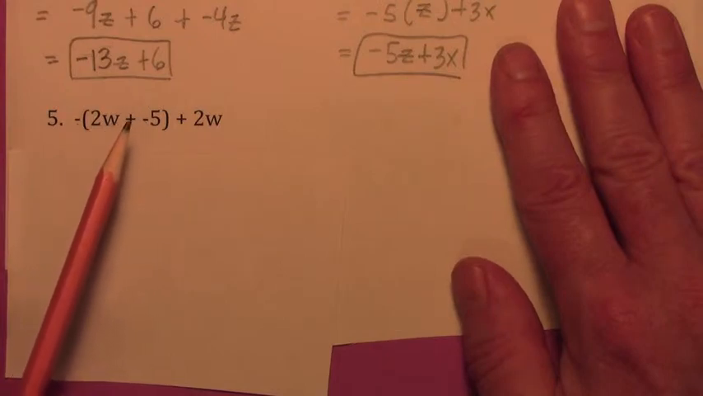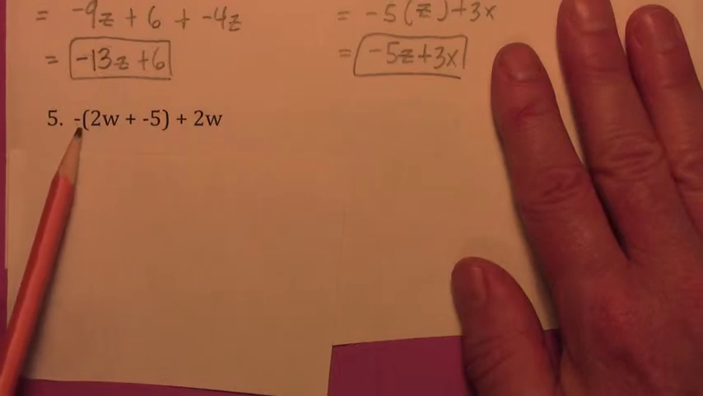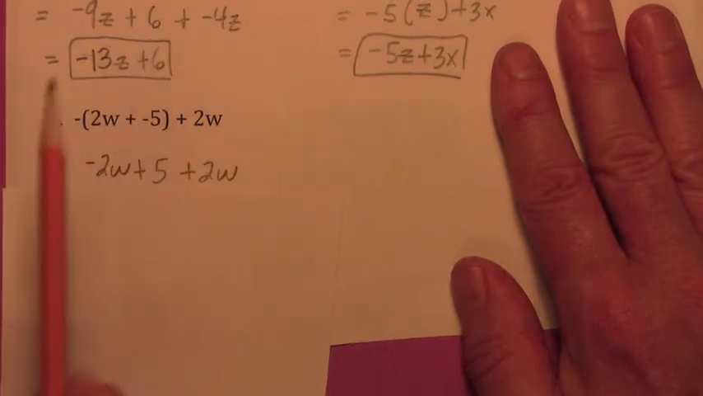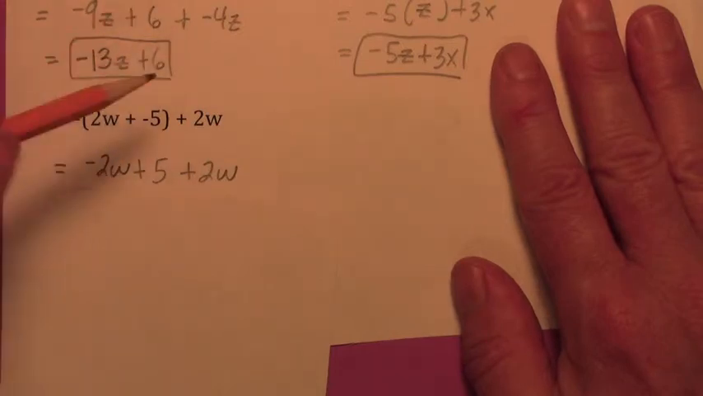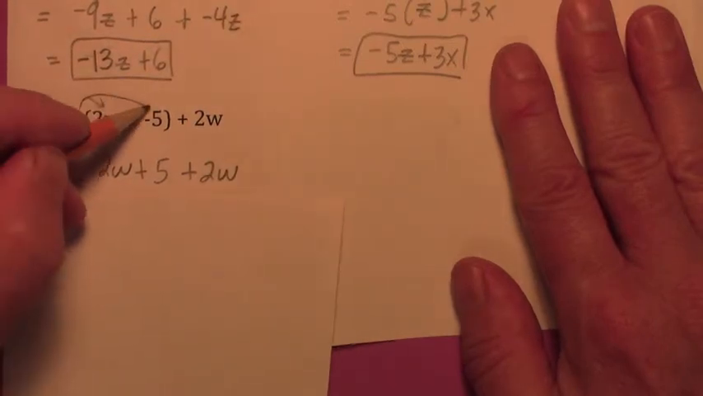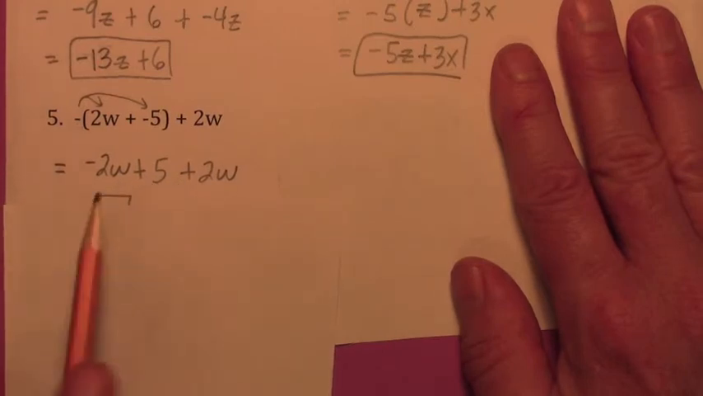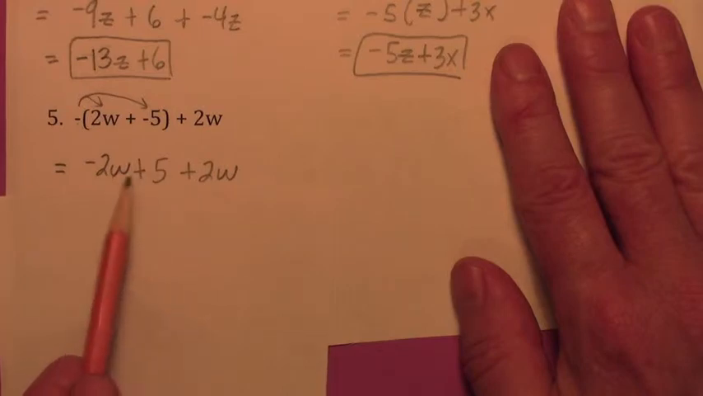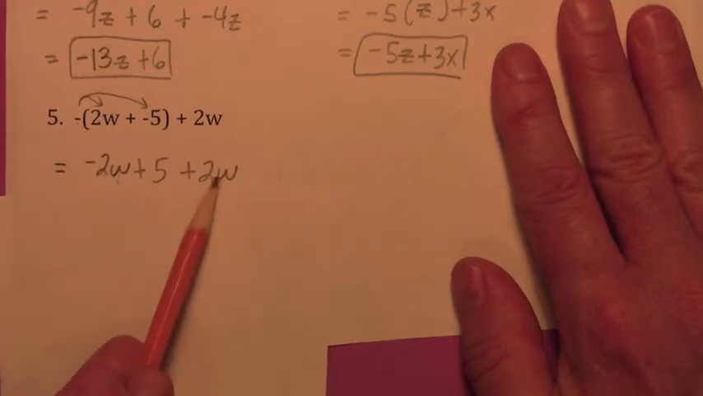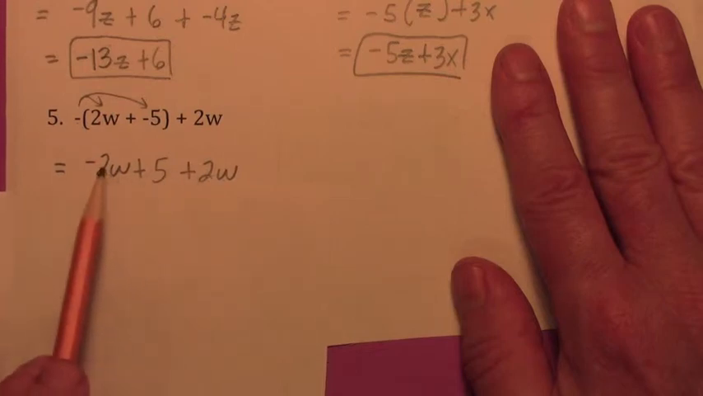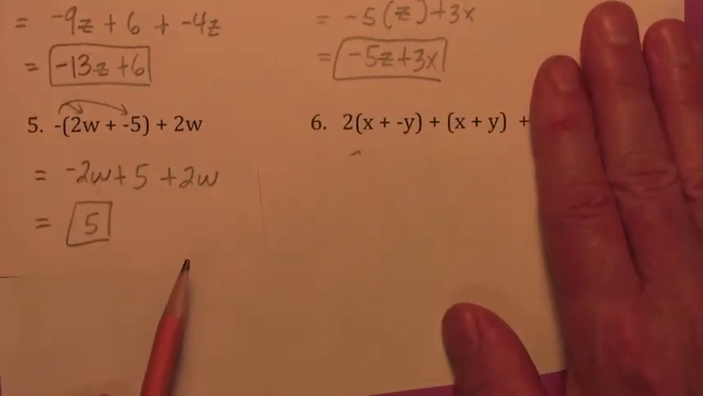Can I add those? No, not like terms. Can I add this with this? No, not yet. There's a negative out here, which means negative 1 times, remember? So this negative 1 has to multiply each of these. If it helps you to draw a little arrow, go ahead. You get negative 2w plus 5 plus 2w. What do you get when you add negative 2w plus 2w? You get 0. What do we call those two numbers that add up to 0? Those are called additive inverses, right? Negative 2w and 2w are additive inverses. Final answer is 5.